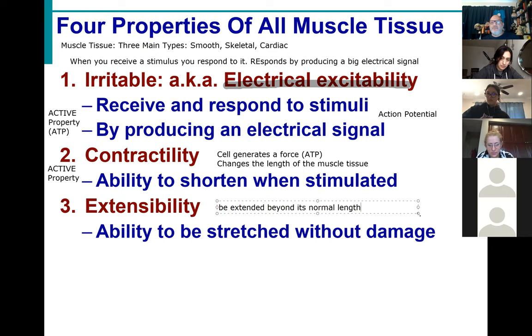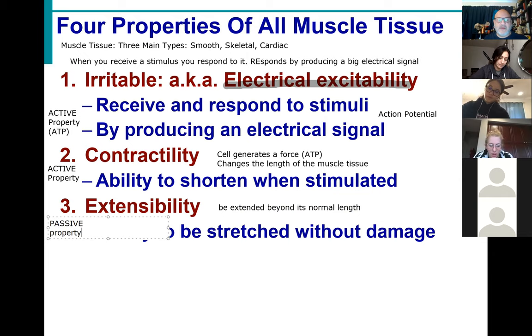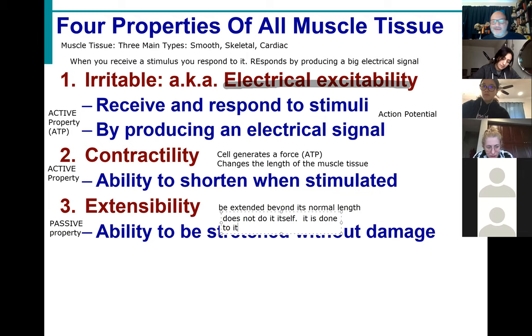Now, with this little purple stress bungee thing, I can stretch it out without it being damaged. However, if I leave it here on the counter and I sit here and watch it for 72 days, is it ever going to stretch out on its own? No. So notice this extensibility, it's not using any energy. It's not doing it itself. It's something that is done to it. And since it's not using any ATP, would this be an active property? No, this would be a passive property. It's something that can be done to it. It doesn't do it itself. It is a passive property.